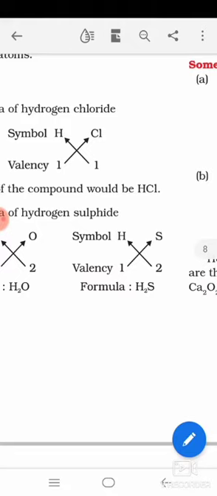So H into 2. Sulfur multiplying with the valency of hydrogen, that is S into 1, and writing in subscript. H into 2 means H2 and S into 1 means S1, that is S itself. So the formula will be H2S.